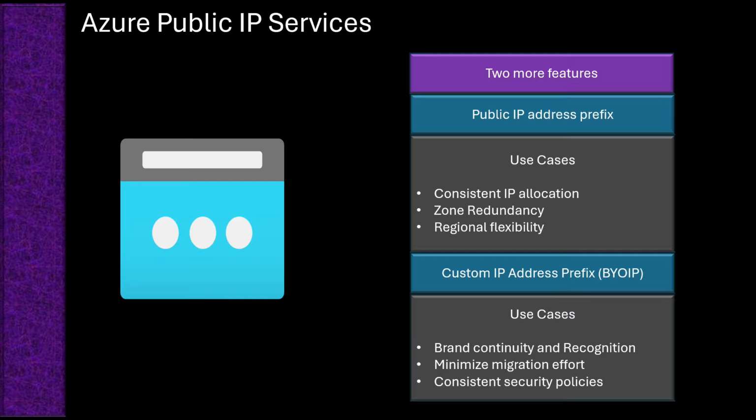In essence, public IP address prefixes in Azure allow for scalable and region-specific IP allocation with high availability through zone redundancy, while custom IP address prefixes empower organizations to maintain consistency and familiarity with existing IPs, which simplifies migration and ensures continuity across network environments.